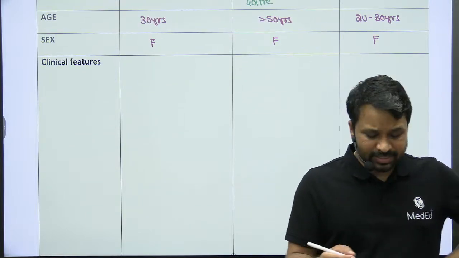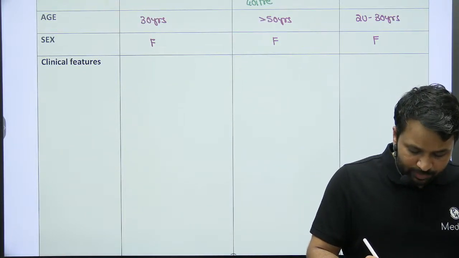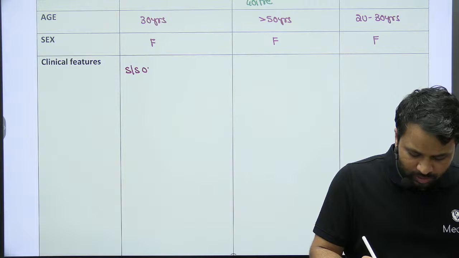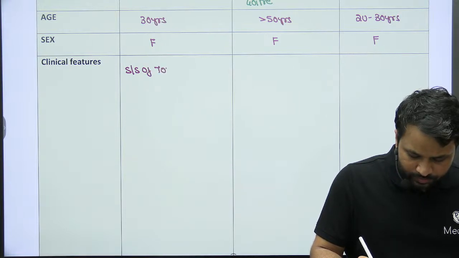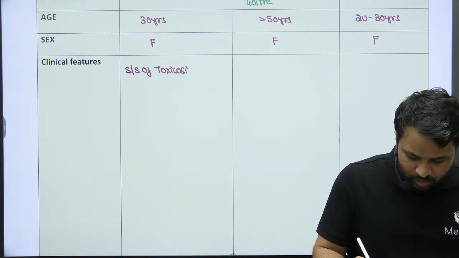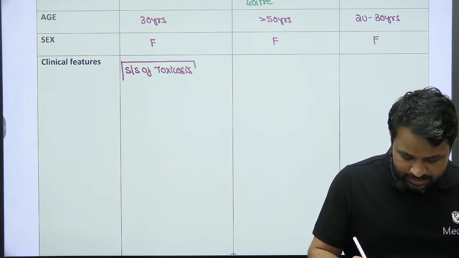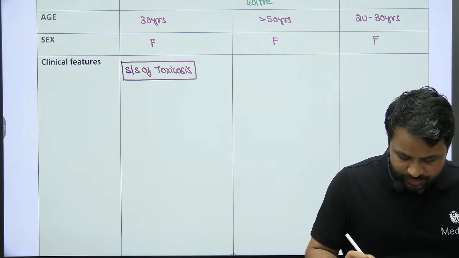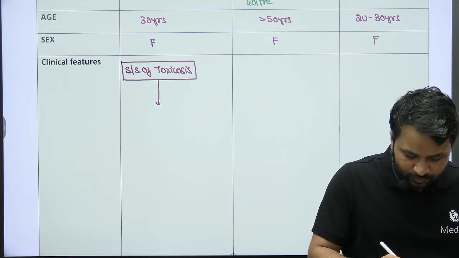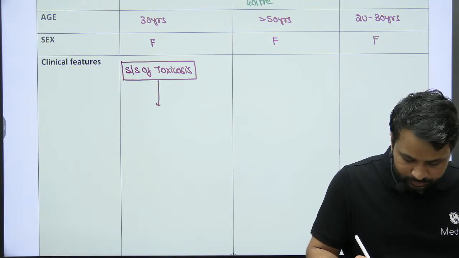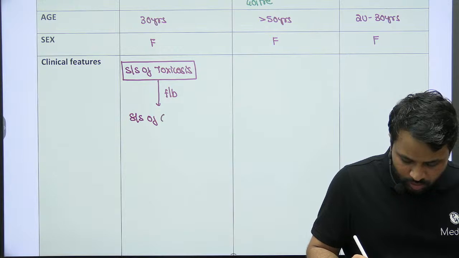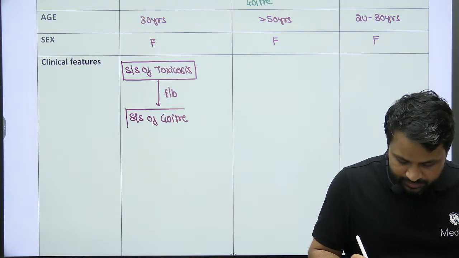So what is the clinical presentation of Graves' disease? Here the patient will have signs and symptoms of toxicosis. This will arrive first, and this will be followed by signs and symptoms of goiter. So this is your Graves' disease.